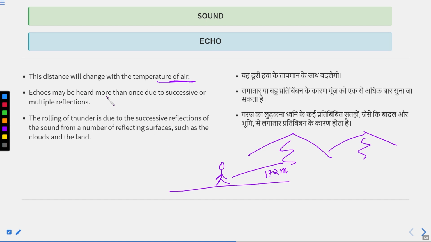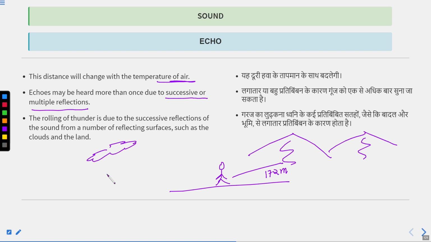Echo may be heard more than once due to successive or multiple reflection. You can hear multiple echoes due to multiple reflection of sound. For example, the rolling of thunder is due to successive reflection of the sound from a number of reflecting surfaces such as cloud and the earth.